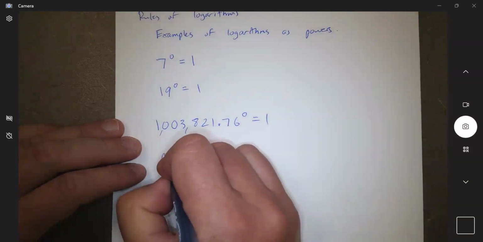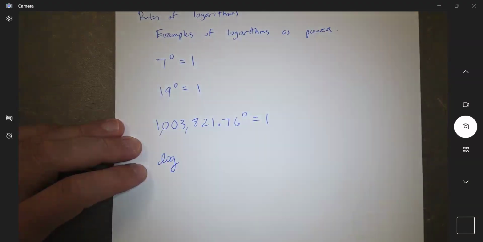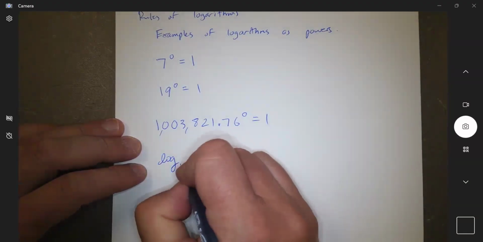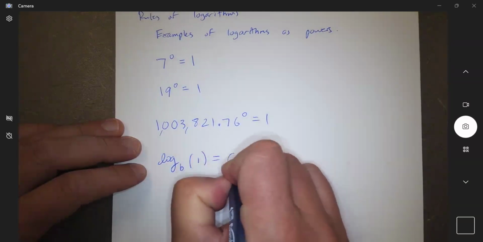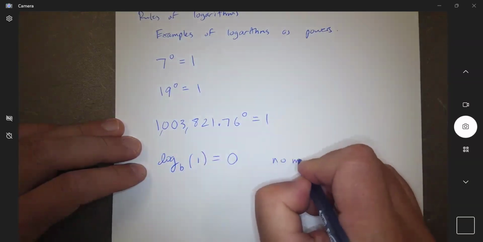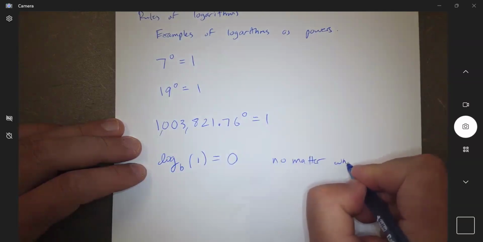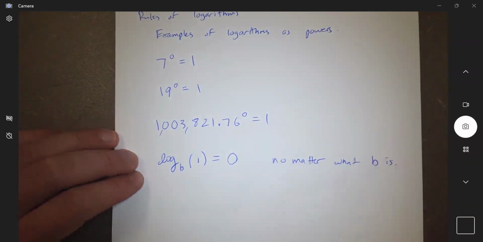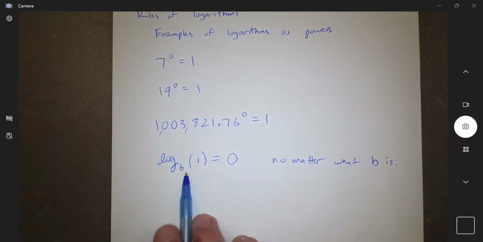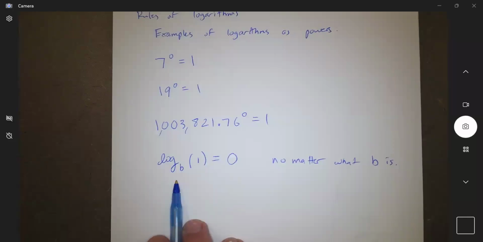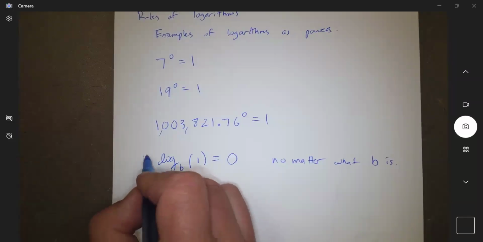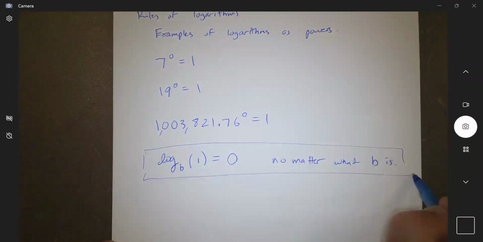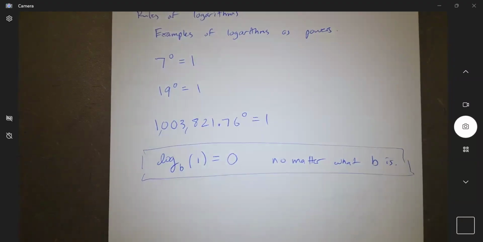Log base b of 1 equals 0, no matter what b is. 0 is the power that goes on b to give you 1. Doesn't matter what b is. So this is the rule. Log base b of 1 always equals 0. And it just comes from the fact that logarithms are powers and anything to the 0 power is 1.